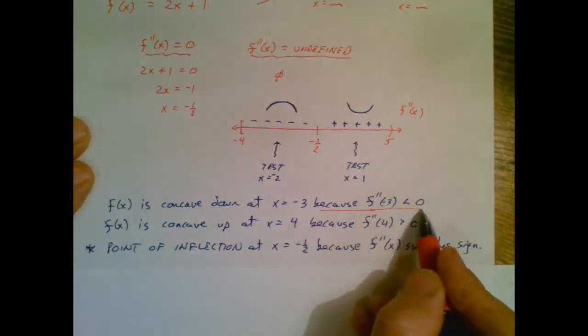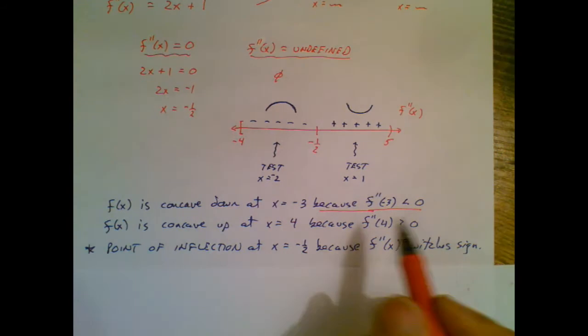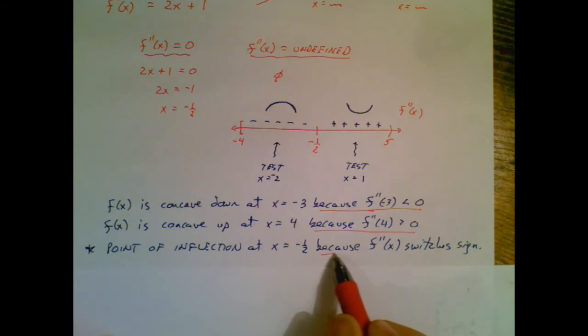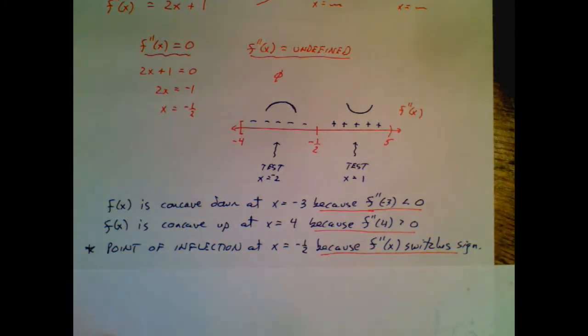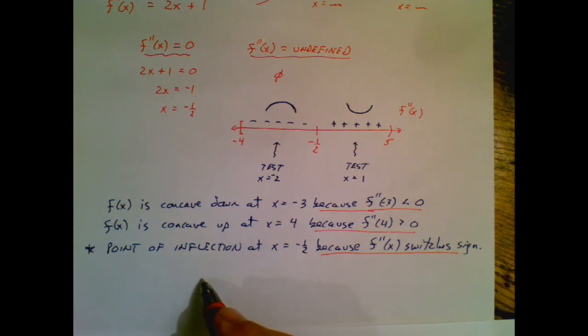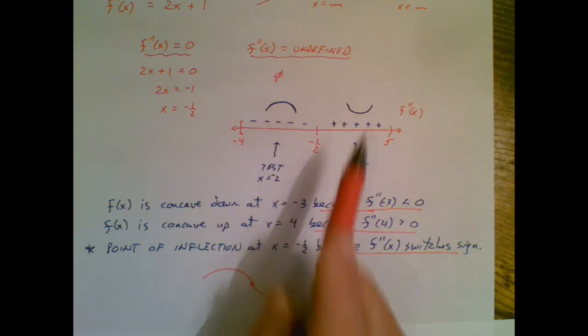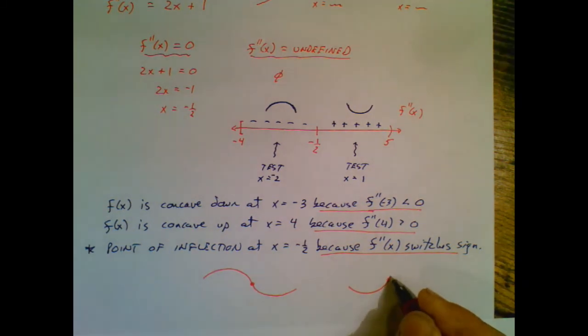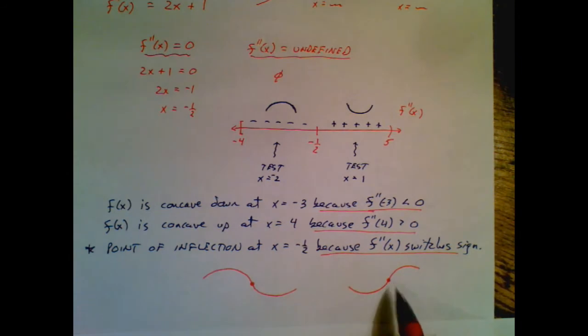Here's the AP style justification. More AP style justification. And the point of inflection, which is what I told you before at the beginning of the video, which means you probably forgot by now because that was a while ago. Anytime a function is going from concave down and switches into concave up, like what happened here, we have a point of inflection. The same thing would happen if something was concave up and then switched into concave down. We have a point of inflection.